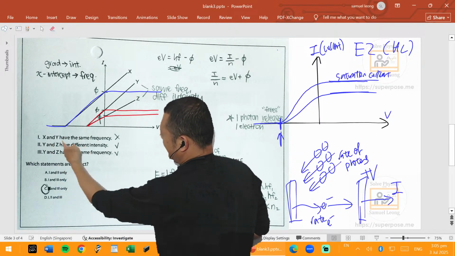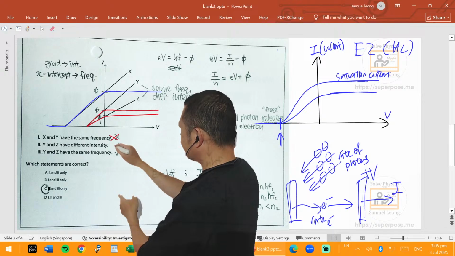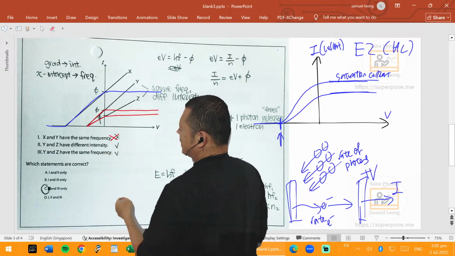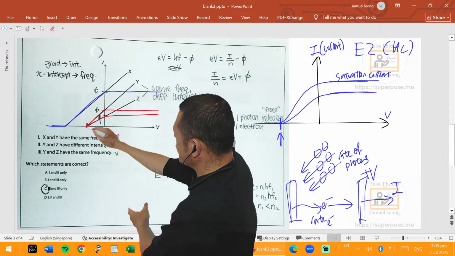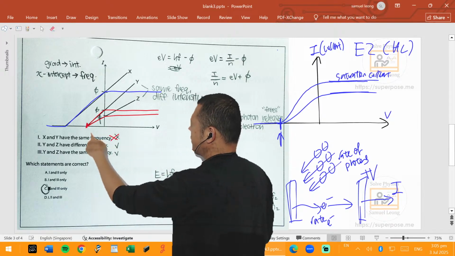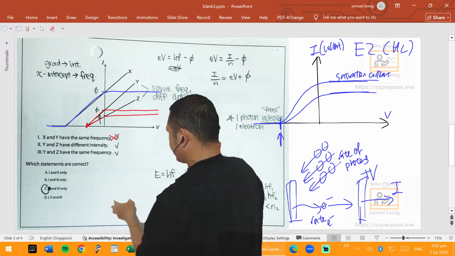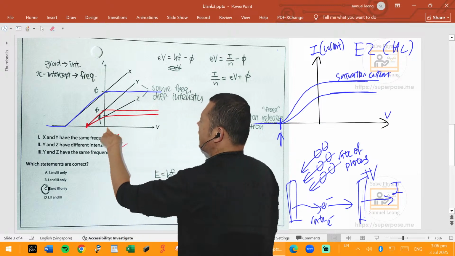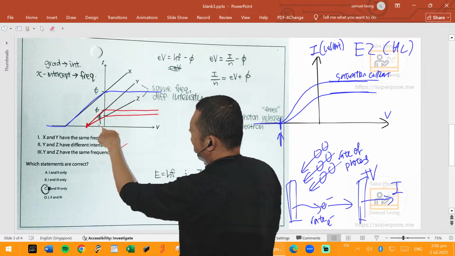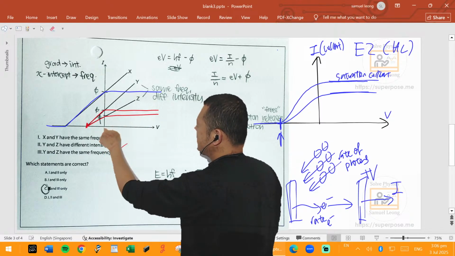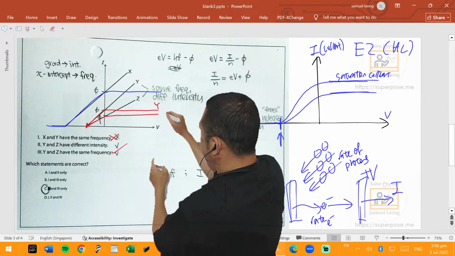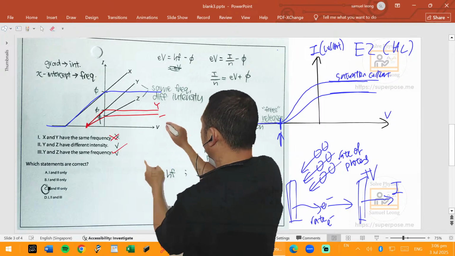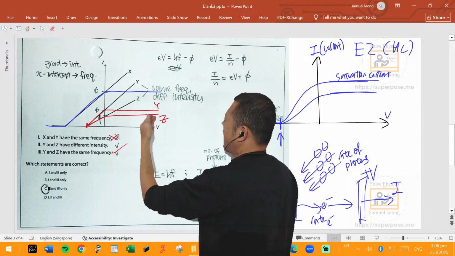So X and Y have the same frequency. That's wrong. Okay, right. Y and Z have the same frequency because they have the same stopping voltage. Y and Z have the same, yeah, that's right. And then Y and Z have different intensity. So the idea here is if they had drawn this saturation current, you realize that Y has a bigger saturation current than Z, which means that Y has a bigger intensity.